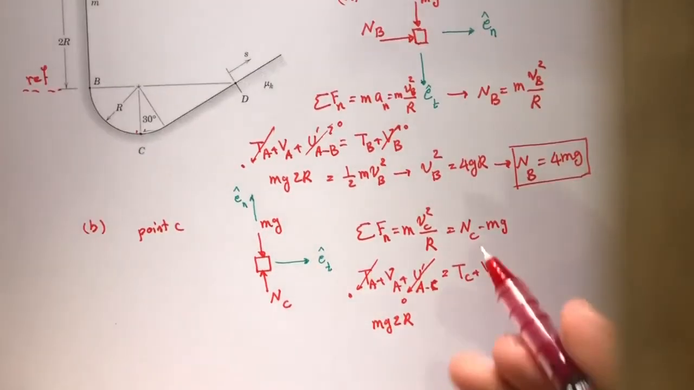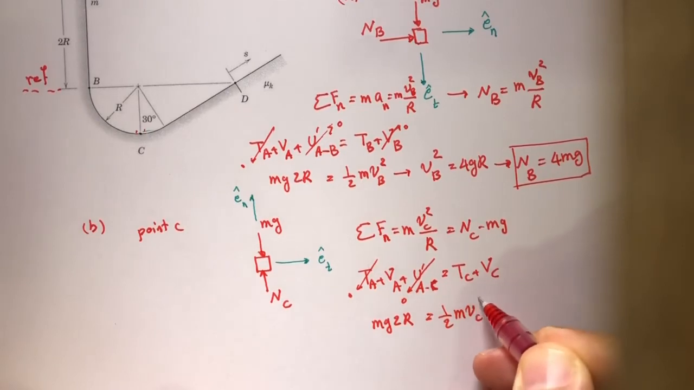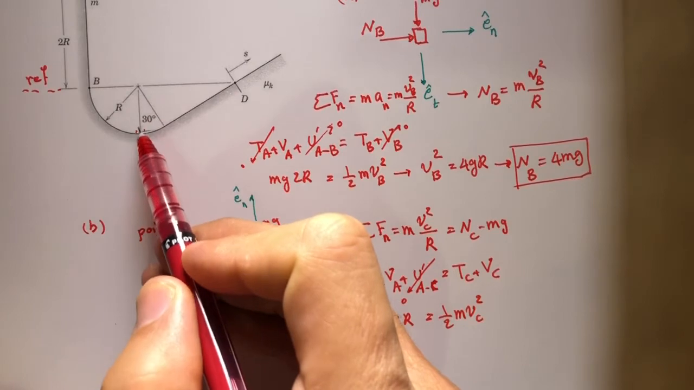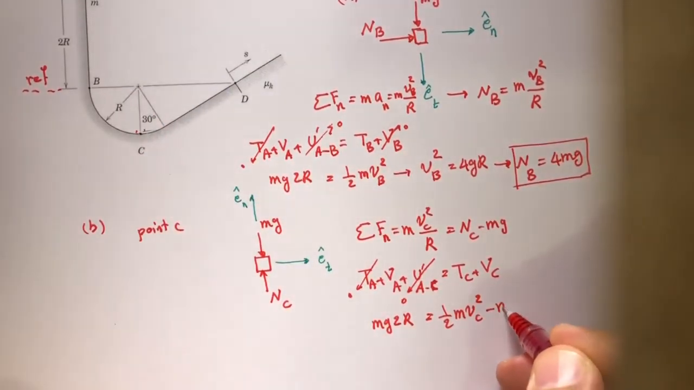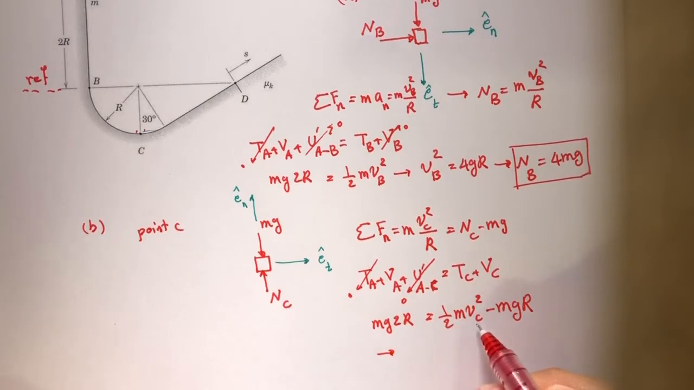And on the other side, TC is going to be 1/2 of mass times velocity at C squared, plus VC, which is going to be mg times height. But it is below the reference line, so it's going to be negative mg times height, which is r. So from here, mass is going to cancel out, and velocity at C squared is going to be equal to 6gr.